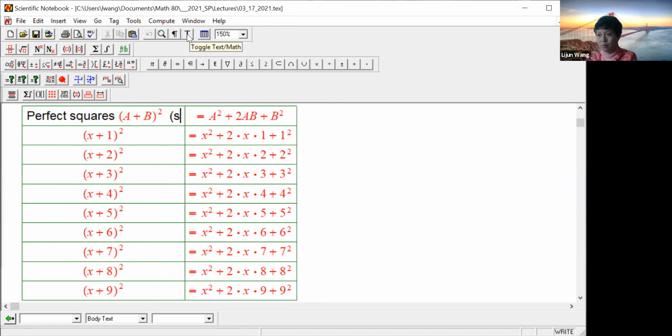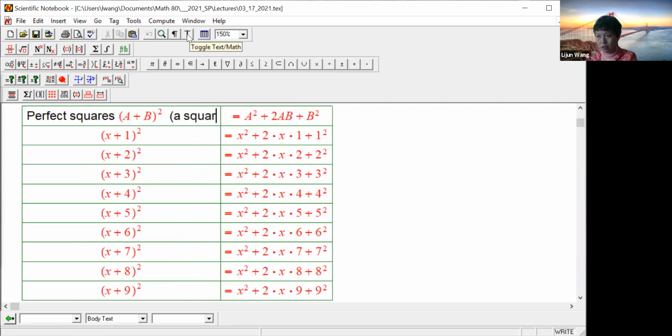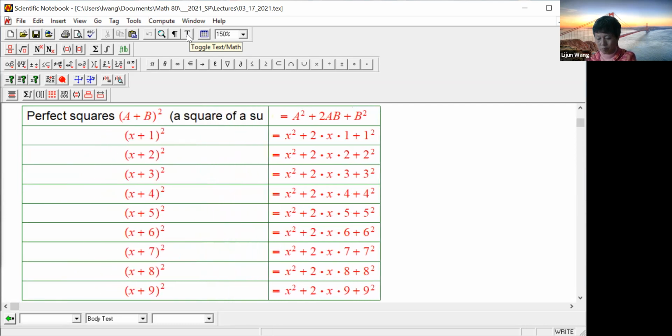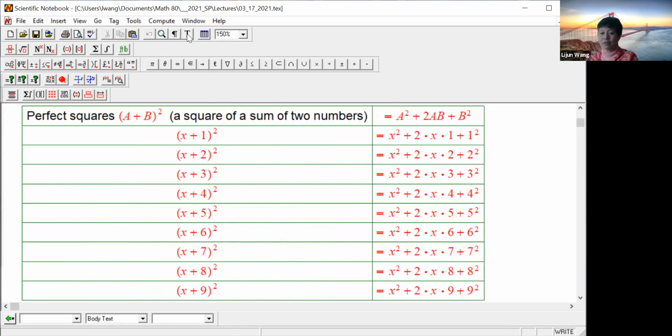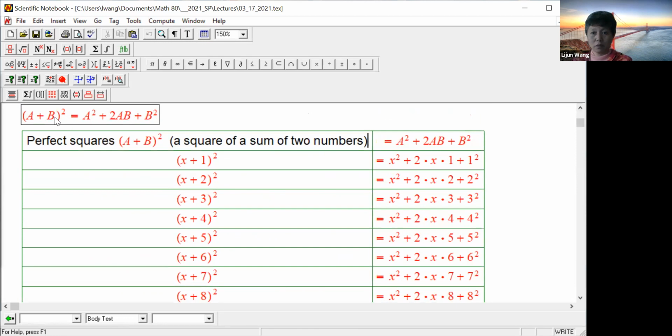A square of a sum of two numbers. That's what it is. And what does this formula mean? It means you can do it. This is always true. These are true statements. Truth about numbers. This is another truth about numbers.